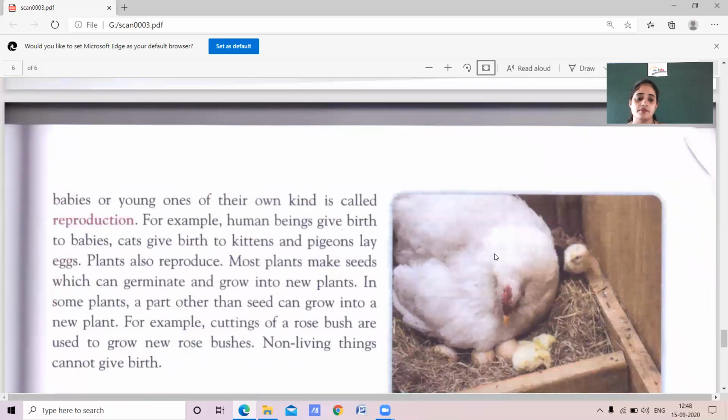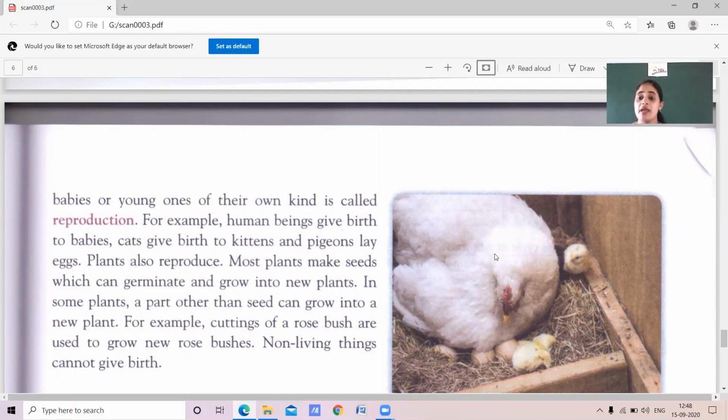Okay, see here. Babies or young ones of their own kind, that process is called reproduction. Example, human beings give birth to babies. Cats give birth to kittens. Pigeons lay eggs. Here, giving birth and laying eggs are two different forms of reproduction. Some of them lay eggs. Some of them give birth to young ones.